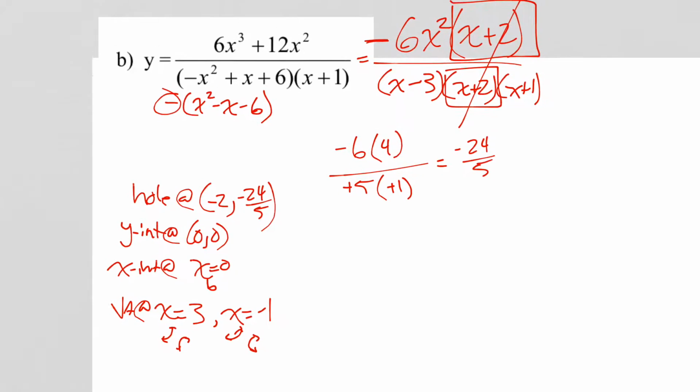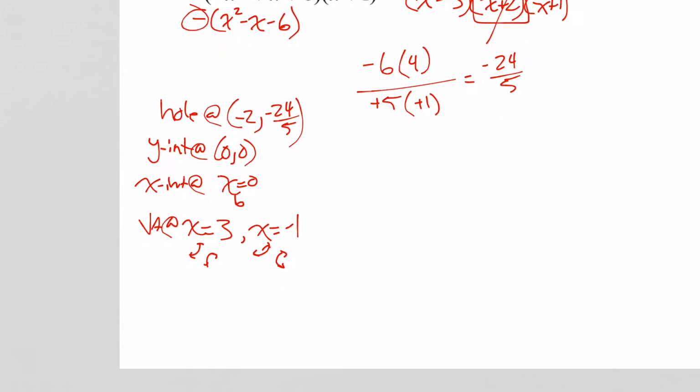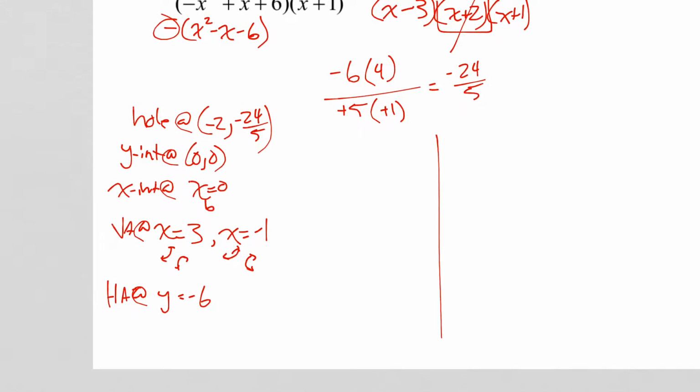Okay, what else? Well, what's the degree of the top and the degree of the bottom? They're both x squared, which means our horizontal asymptote will occur at the ratio of the coefficients, which is negative 6. So a horizontal asymptote at y equals negative 6. And I think that's everything we need to know.